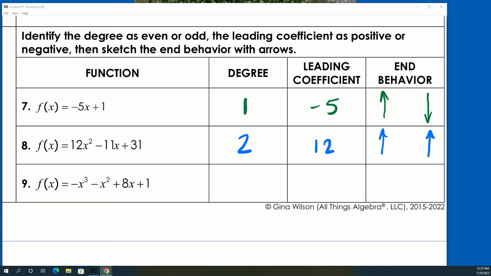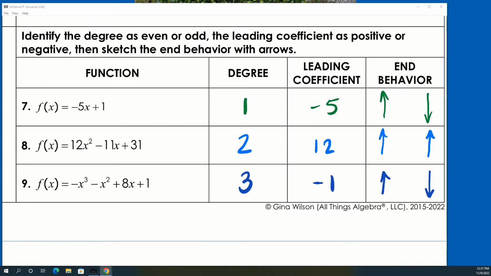Okay. Let's look at number 9. So the degree is the largest exponent, that's 3. The leading coefficient is -1. The leading coefficient tells you the right side is going to be down. And then is the left side going to be the same or opposite? Opposite. Very good.